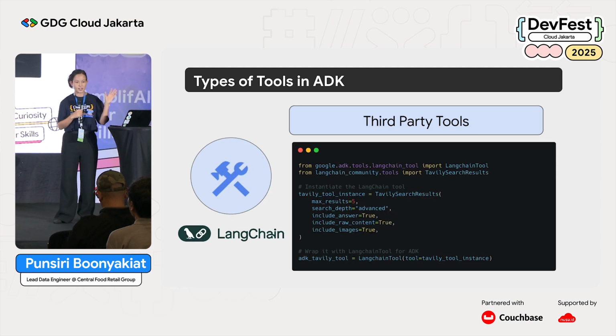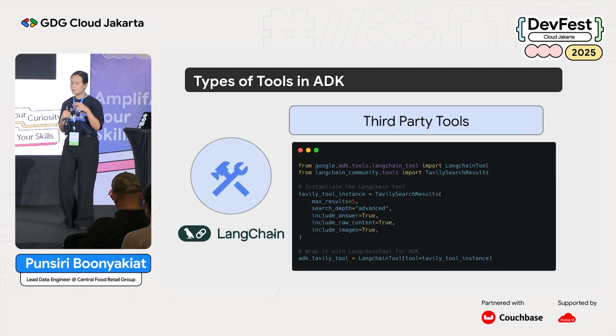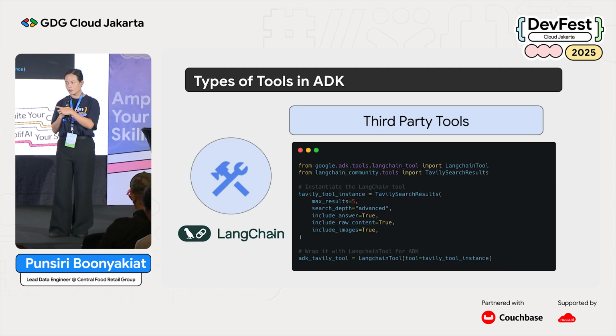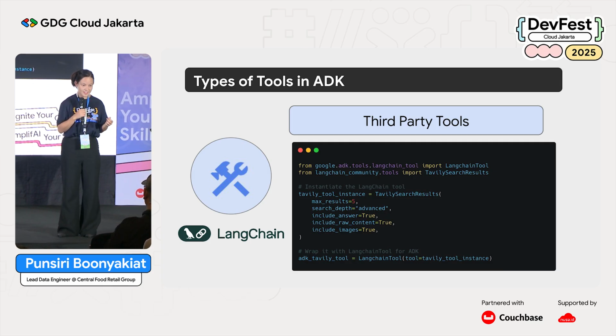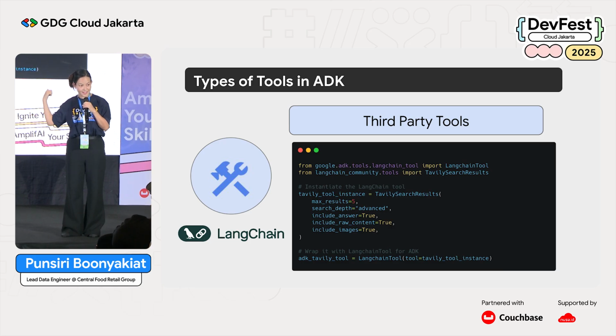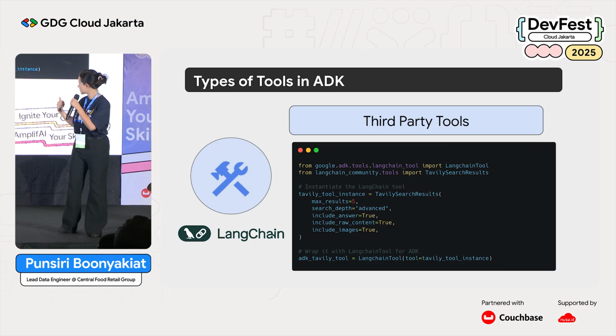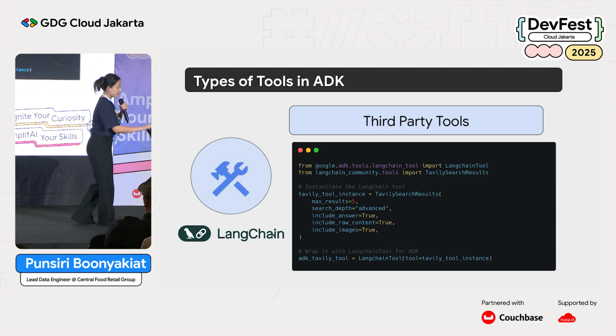Another thing is third-party tools, because ADK was just announced this year, and LangChain was developed long before, right? So Google provides you a choice that you can select tools from other agent development platforms like LangChain, CrewAI. That can also be used.